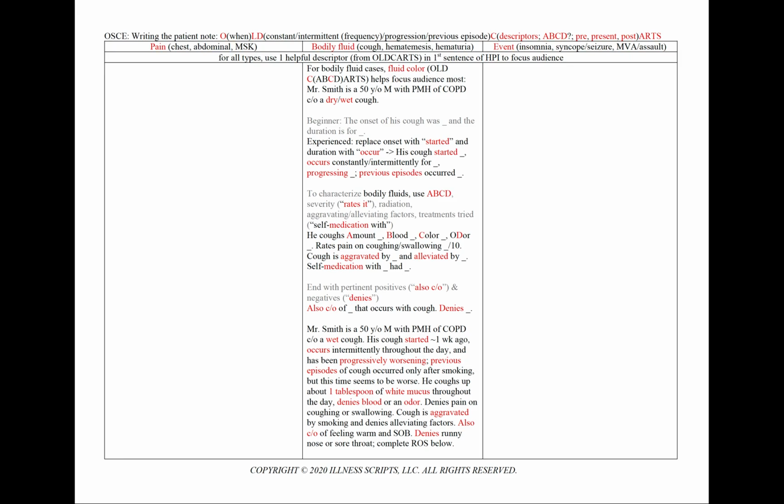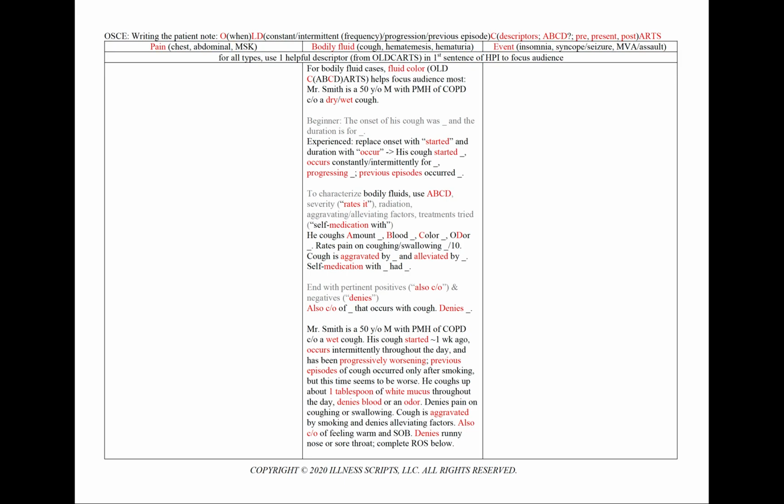And then to characterize bodily fluid, this is why it's a separate column. Any bodily fluid, we're going to use our mnemonic A, B, C, and D. So he's coughing, the amount we're going to write down, if there's any blood, the color, and the D's for odor. And then also severity. So if he's having pain while coughing, pain while urinating, pain with vomiting, pain on swallowing, any type of pain, we'll write it down as well. Any radiation, aggravating, and alleviating factors. And then treatments tried. It's the same from the previous side. And we'll end as well with pertinent positives, also complaining of, and pertinent negatives, denies.